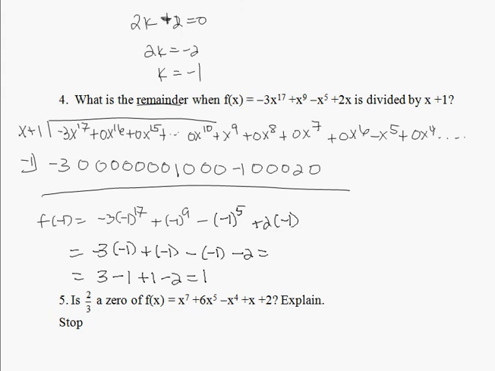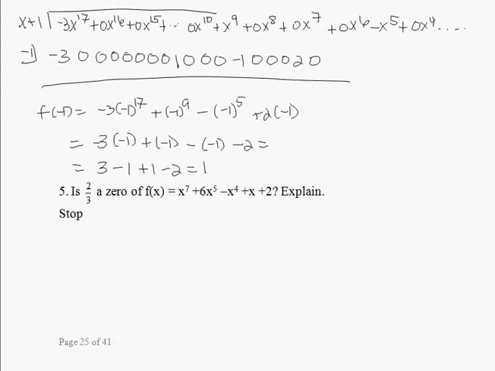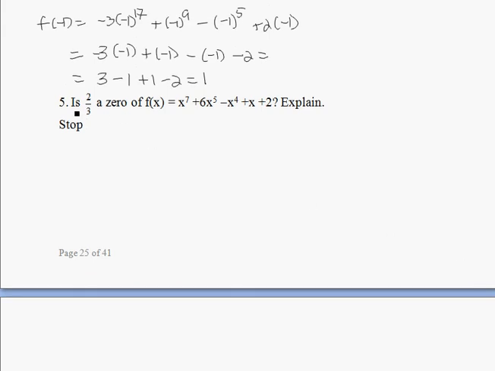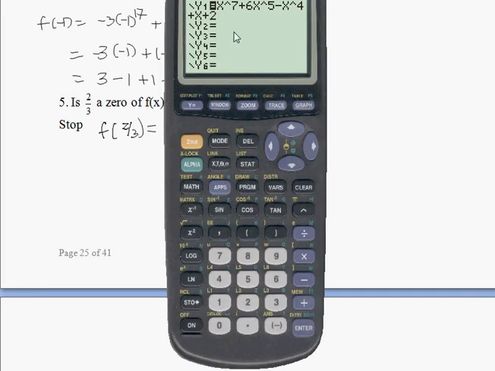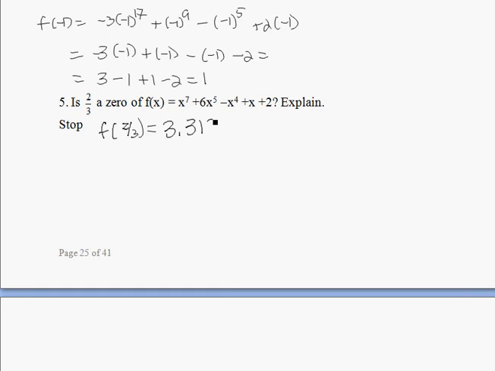And my last one is, is 2/3 a 0 of the following polynomial function? There's a couple different ways we could do it. First thing we could do is we could plug in 2/3 and see what we get. Let's take a look at that with the calculator. So here's our function, x to the 7th plus 6x to the 5th, got that right. So we want to know if 2/3 is a root, so let's get rid of those two. If I plug in 2/3, I get 3.3178. So the answer is no.